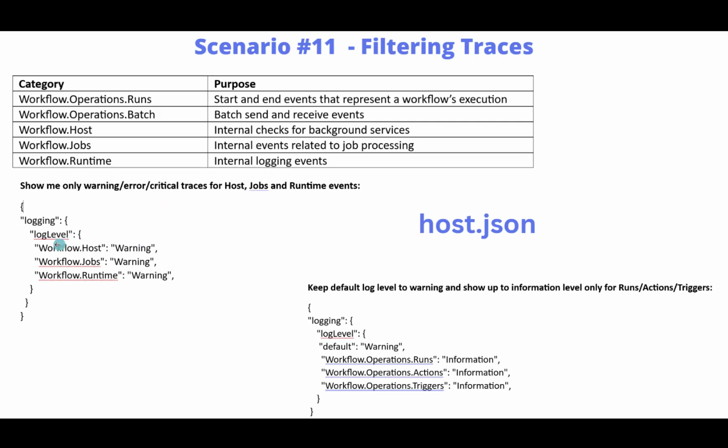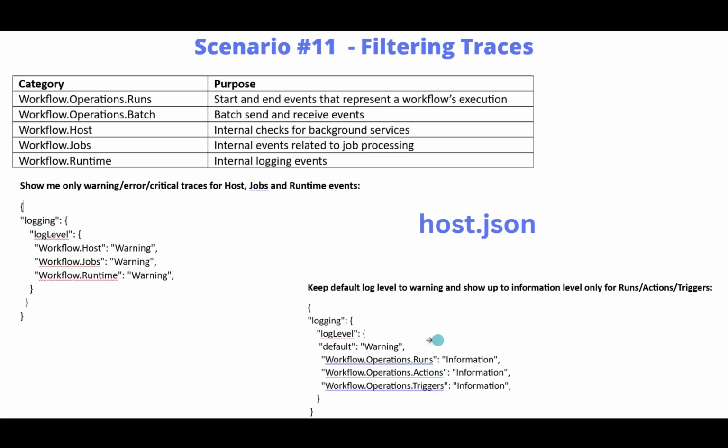So once again, within the log level, you can go ahead and add basically an entry for each one of these categories. And if you don't, it will then pick up the default. The default is information. Now you can change the default, right? So here's a good example. The default here is warning. And then we're explicitly saying, but for workflow.operations.runs, actions, and triggers, I want to have information.